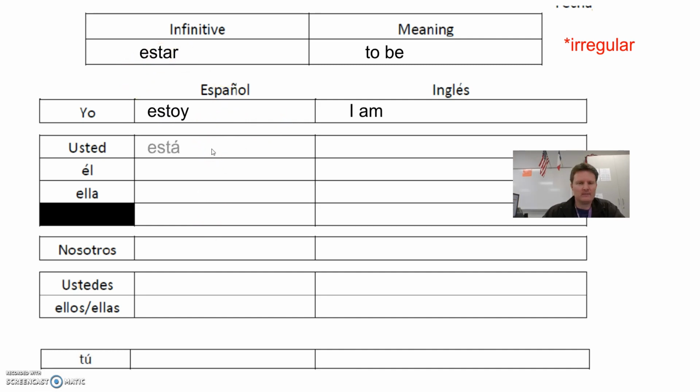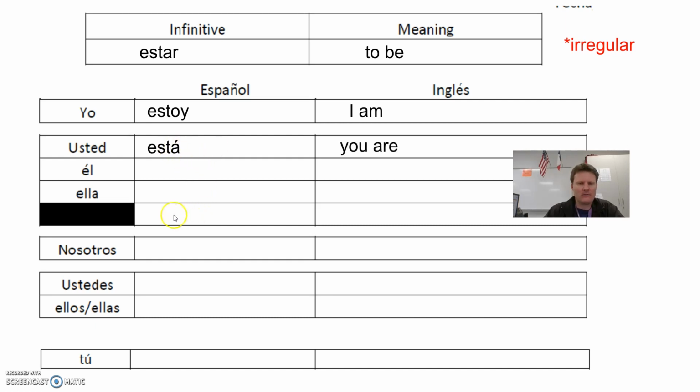Usted. Okay, here you're going to get está. Now, if you recall in class, we say, ¿Cómo está usted? Which means, how are you? Notice that the A gets an accent mark. Now, está in this case is you are.